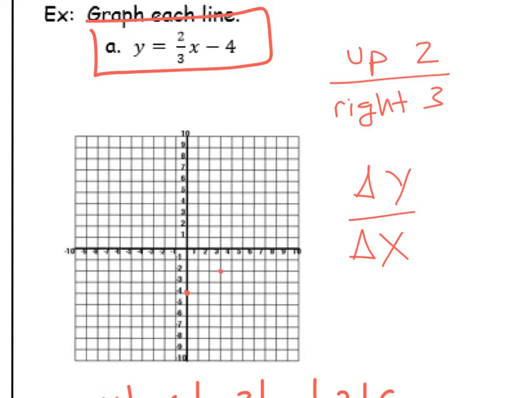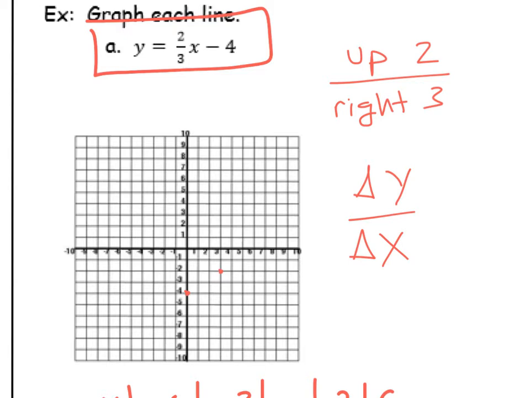Be cautious for this kind of thing. I am pretty sure that was backwards? No, that was right, sorry. I thought I had flipped the x and y, which you should be careful of because that's easy to do. Up 2 to the right 3, and then just keep that going.